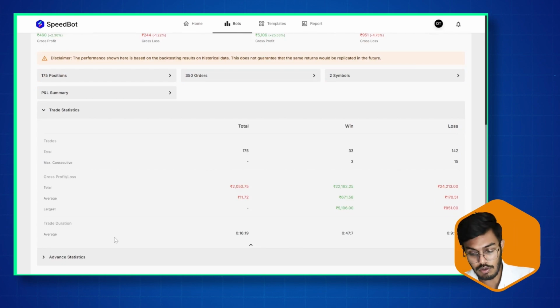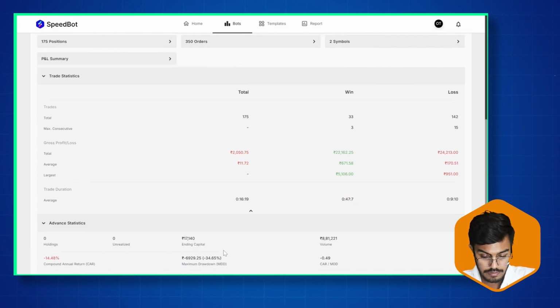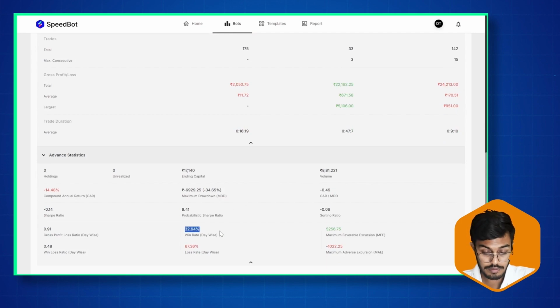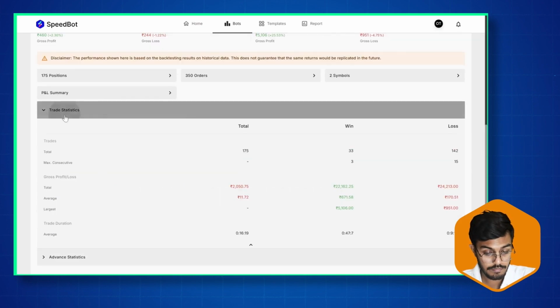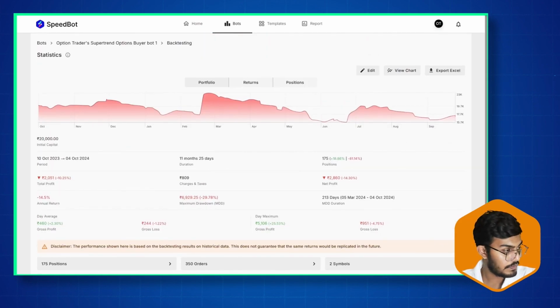That is the winning and the loss making trades, the duration of that, and other statistics such as the win rate, the Sharpe ratio, the Calmar ratio, and everything. So all in all, this gives an idea of how good or how bad my strategy has been performing. So this level of detailed statistics you get on SpeedBot. So I hope this answers your question.